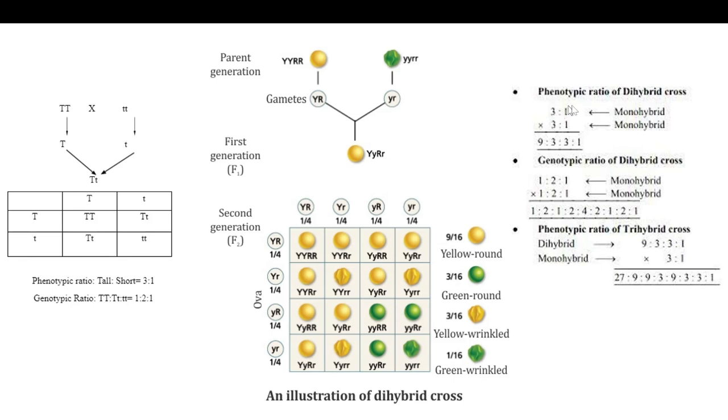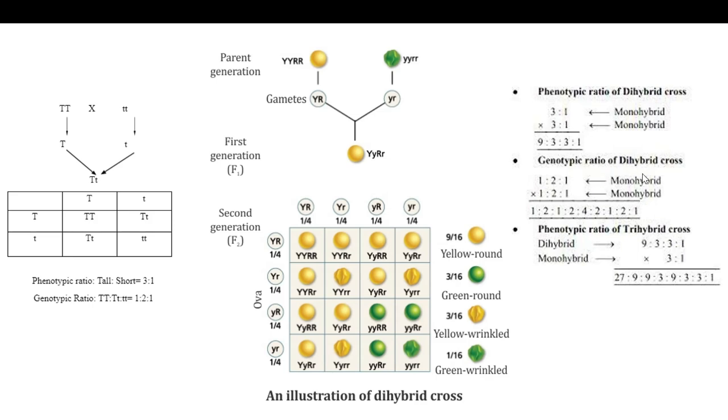Now if you put 3 is to 1 multiplied by 3 is to 1 and you multiply like this, 1 multiplied by 1 is 1, 1 multiplied by 3 is 3, then again 3 multiplied by 1, so 3, and then 3 times 3 is 9. So the ratio is 9 is to 3 is to 3 is to 1. So this is very easy how you can remember.